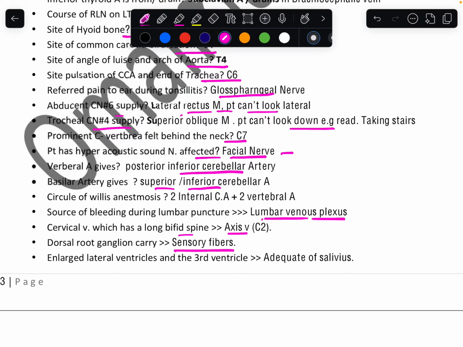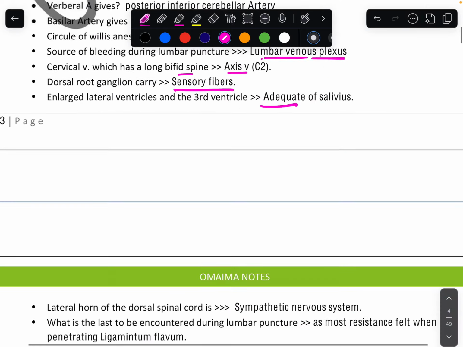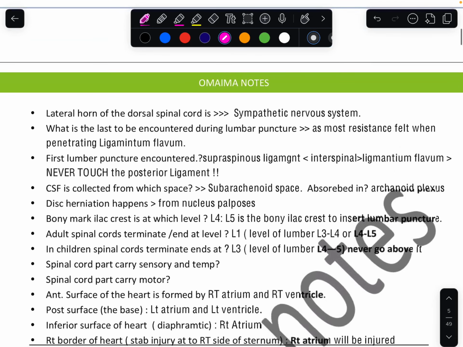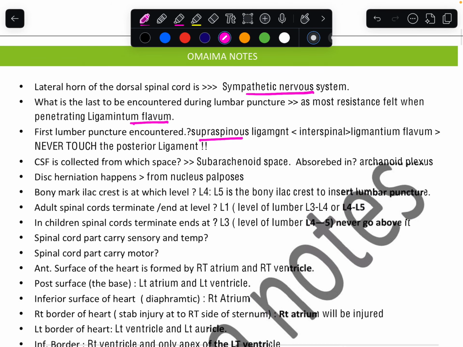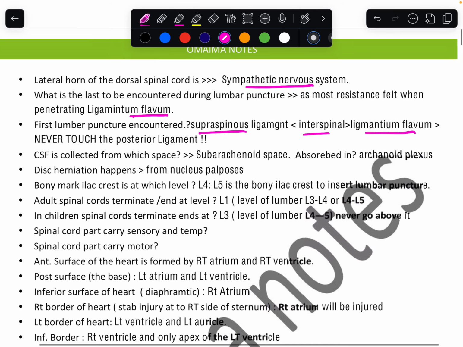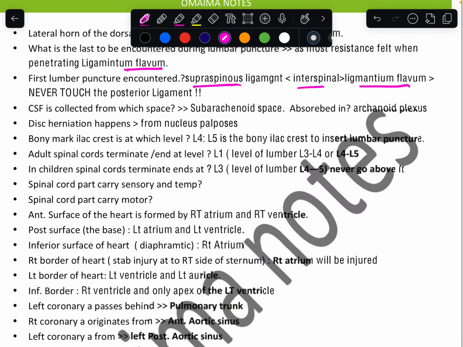Dorsal root ganglia is sensory, third ventricle aqueduct of Sylvius. Lateral horn of the spinal cord, sympathetic. What is the last to be encountered during lumbar puncture? Ligamentum flavum. First encountered in lumbar puncture: supraspinous, interspinous, ligamentum flavum. Never touch posterior longitudinal ligament, which is anterior to the spinal cord. So posterior ligament is never touched.